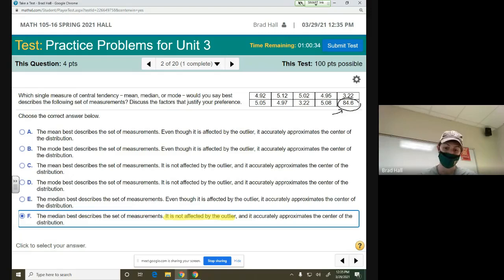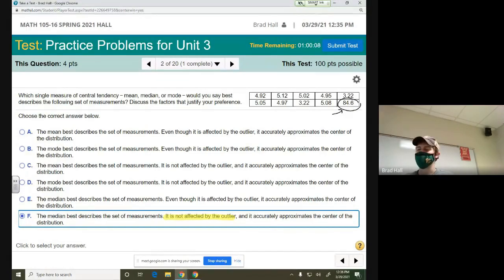Well, I mean, median's not affected by the outlier. So, well, that's what I'm going to go with. It's not affected by the outlier. So medians are, in statistics, median's known as a resistant measure. It's resistant to outliers. So I'm going to go with F.